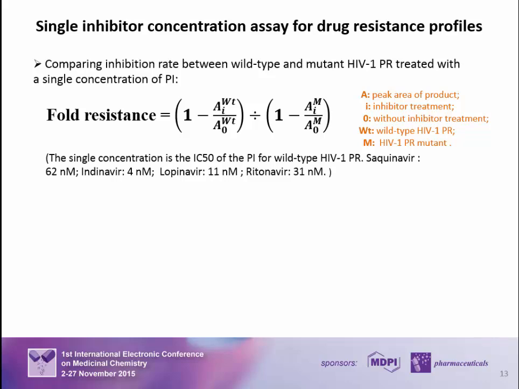And because calculating IC50 needs a series of dose response data, which means a relatively long time is needed, to shorten the detection time, a single inhibitor concentration experiment was tried. In this experiment, the inhibitor was used at only a single concentration, and the drug resistance was determined based on the fold of resistance, which was calculated by these formulas. Here A means the peak area of the product peptide, I means the inhibitor treatment, and 0 means without inhibitor treatment, WT is the wild-type HIV protease, and M is for the HIV protease mutants.